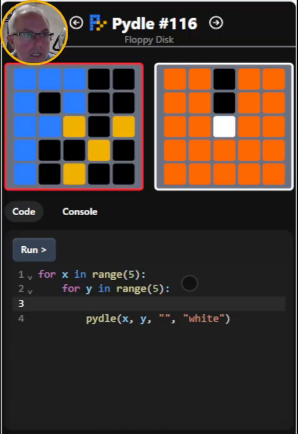So we say if x not equals 2 or y greater than 1. Okay, so we're saying if x not equals 2, that would exclude the whole center vertical. But now we're saying or y greater than 1, so that then includes the white and 2 orange pixels.